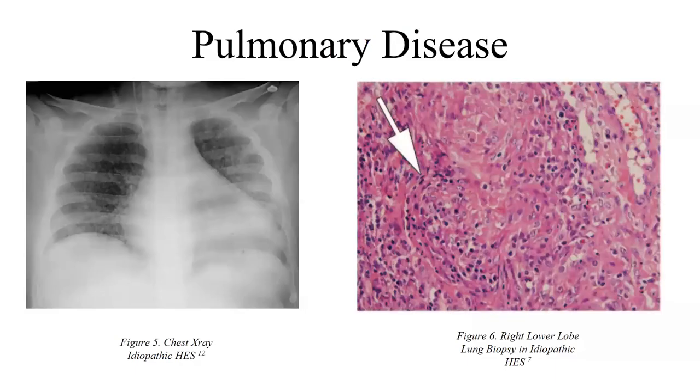These are a couple more patients. These are two patients with idiopathic HES. The one on the left in the chest x-ray is a 12-year-old child who presented with cough, shortness of breath, and peripheral eosinophilia. This chest x-ray shows bilateral airspace opacity throughout the lungs and nodular opacities. I included a pathology slide on the right. This is from a 3-month-old with idiopathic HES, showing some eosinophilic infiltration in the lung. This is a right lower lobe lung biopsy.